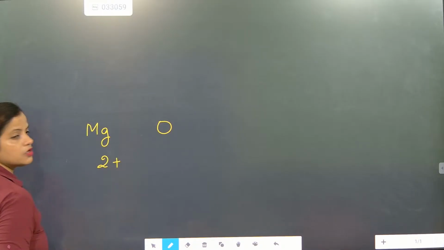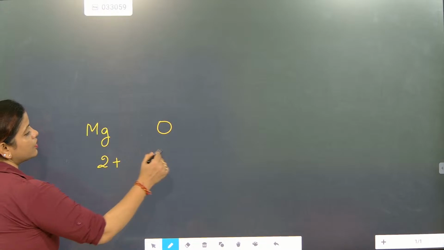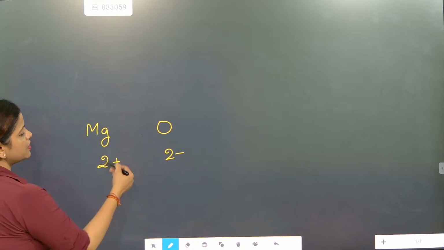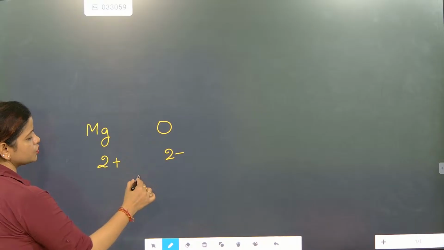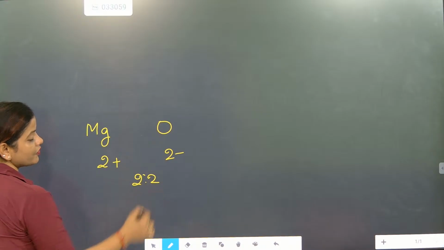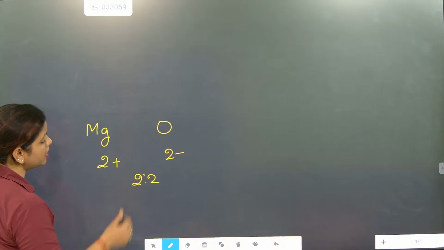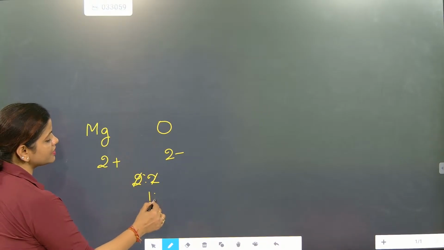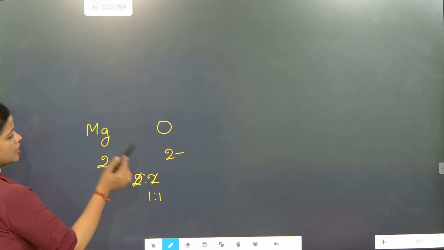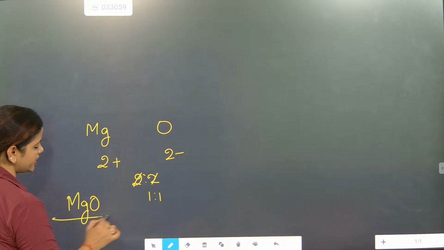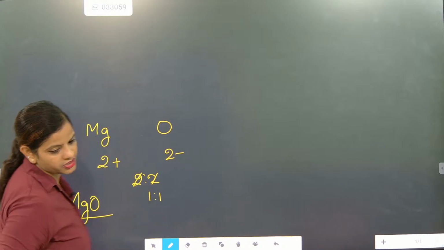Magnesium is 2 plus because it is giving. And what is the valency of oxygen? 2 minus. Understood? So here the ratio will become what, beta? 2 is to 2. Everybody please pay attention here. Whenever 2 is to 2 is there, we cancel, and it comes as 1 is to 1. So definitely we can directly write magnesium oxide as MgO. Nothing to change here. Understood?